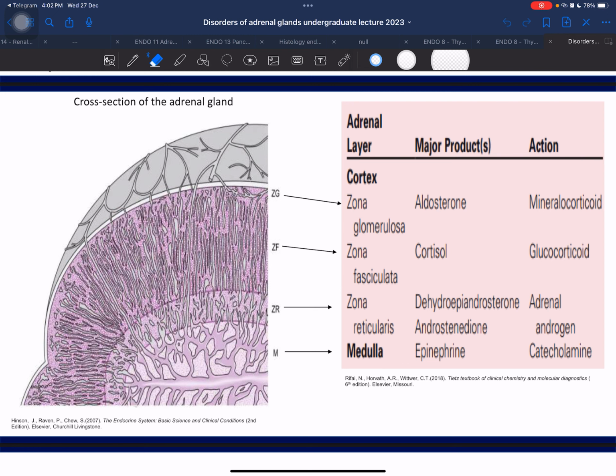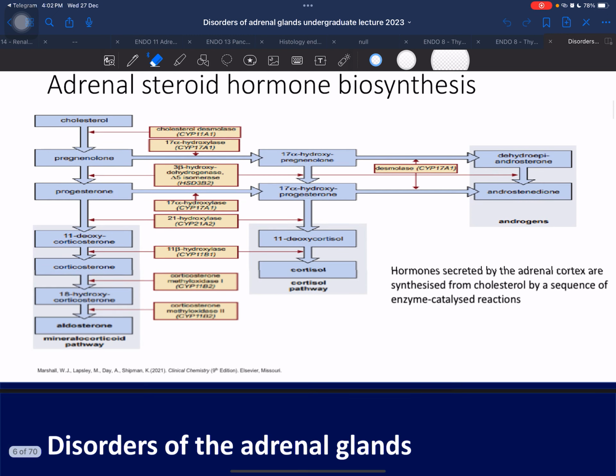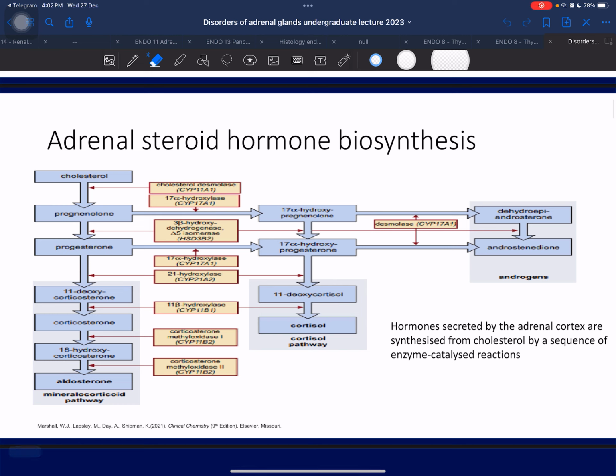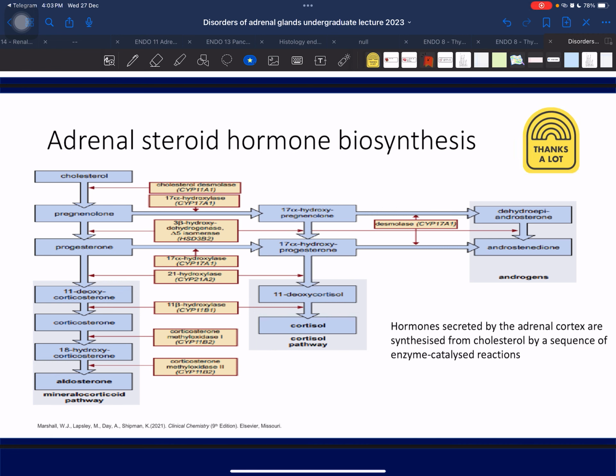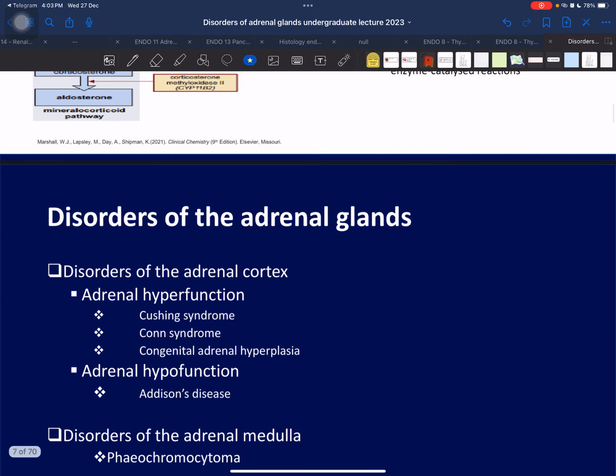And this is just the pathway. You do not need to remember this in detail. This is just to show you how cholesterol as the precursor will end up forming your different hormones. Your aldosterone right here. Okay, your glucocorticoid as well as your androgens. Okay.